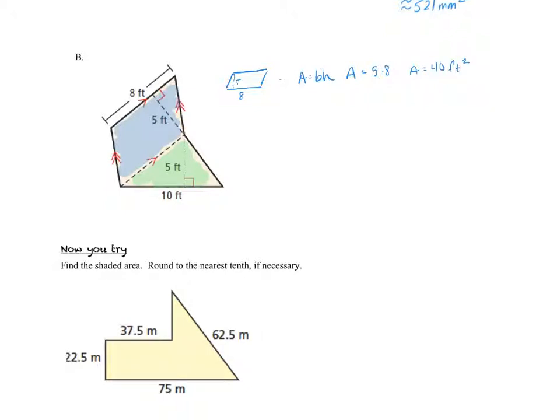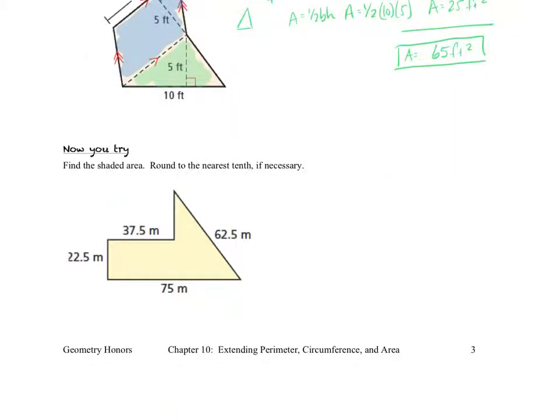And then for the triangle, we have a base of 10 and a height of 5. So the area equals 1/2 BH. That's going to be 1/2 times the base, which is 10, times 5. And so this area is 25 feet squared. And then we add them together to get the total. So it's going to be 65 feet squared is what the area is equal to of this composite figure.